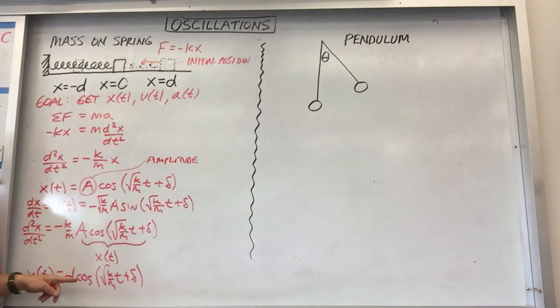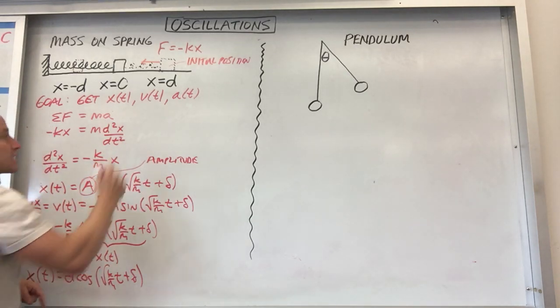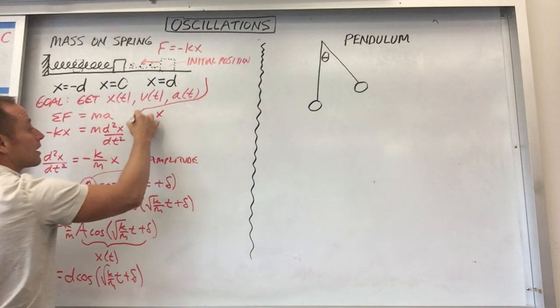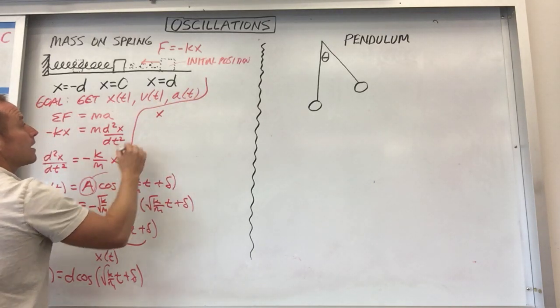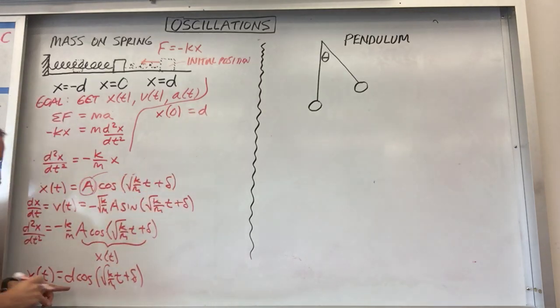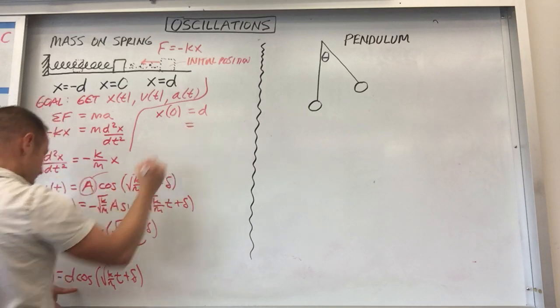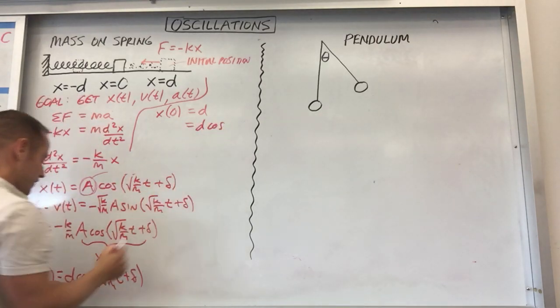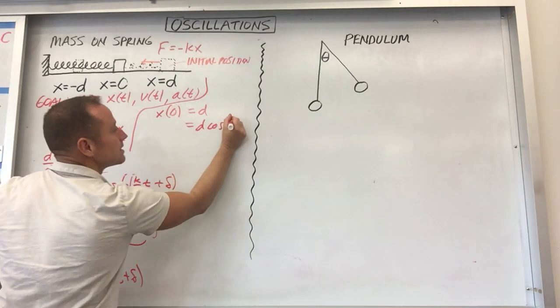Right, then what we know is that x of 0 equals d. Okay, so continuing with this expression, if we know that x of 0 equals d, then we can just force that to be true. So x of 0 also happens to be d cosine of 0 plus a phase.